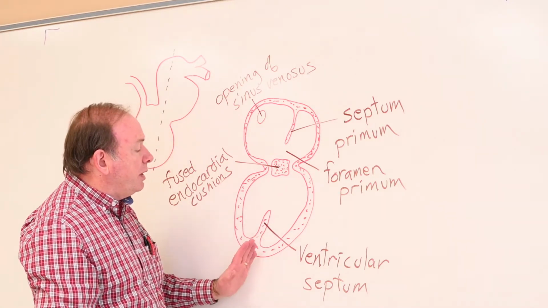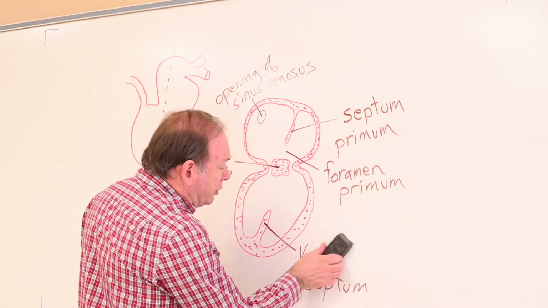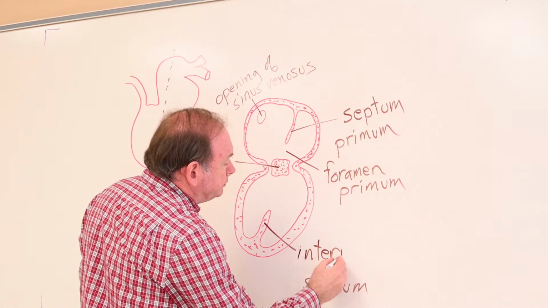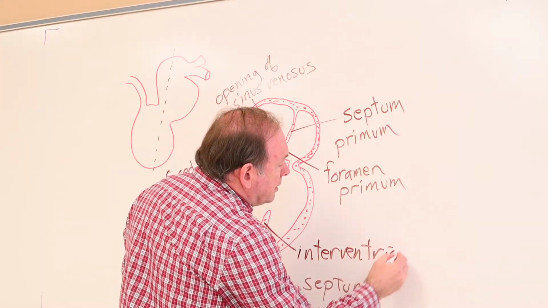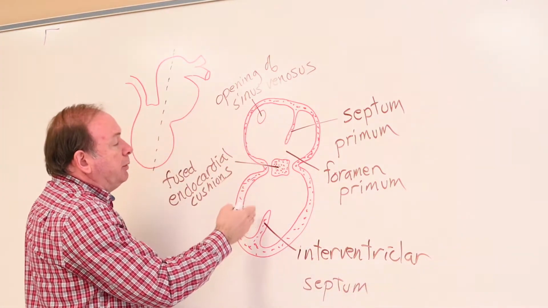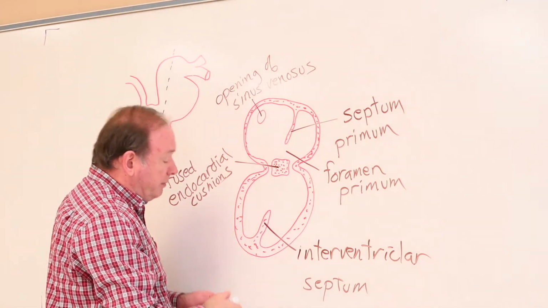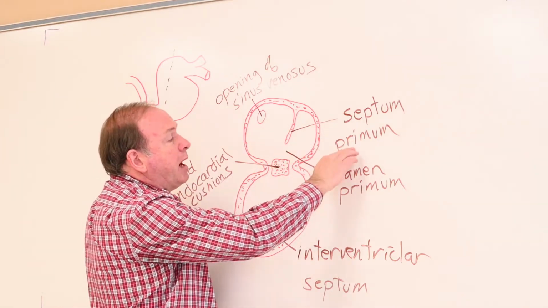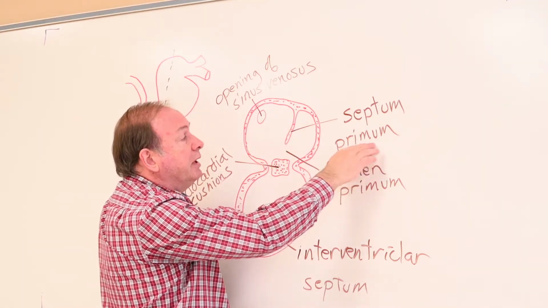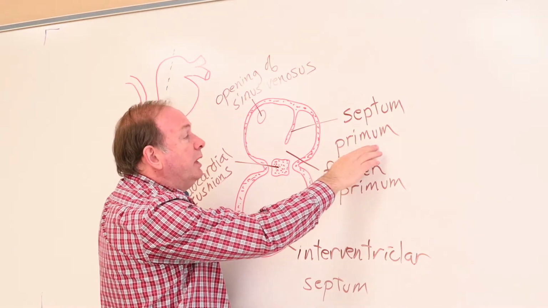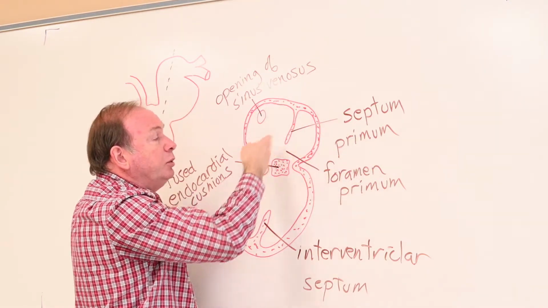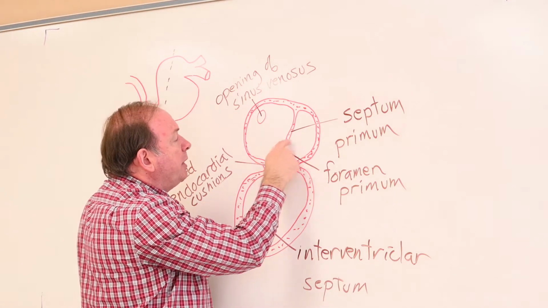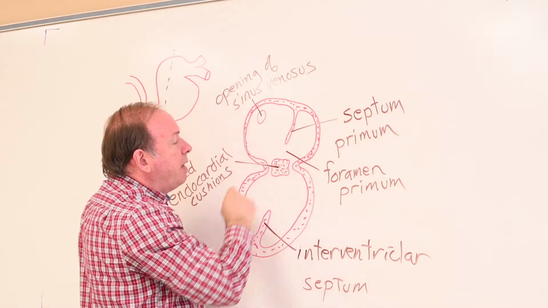From the ventricular wall, we also get a wall here. We're going to call that the interventricular septum. So that's the beginning of the separation here. This upper septum is called the septum primum. That means first, prime or first. We're going to have a second one as well. So that's the first of two septa that grow into the atrial chamber to divide it. The opening between the two chambers here is referred to as the foramen primum.